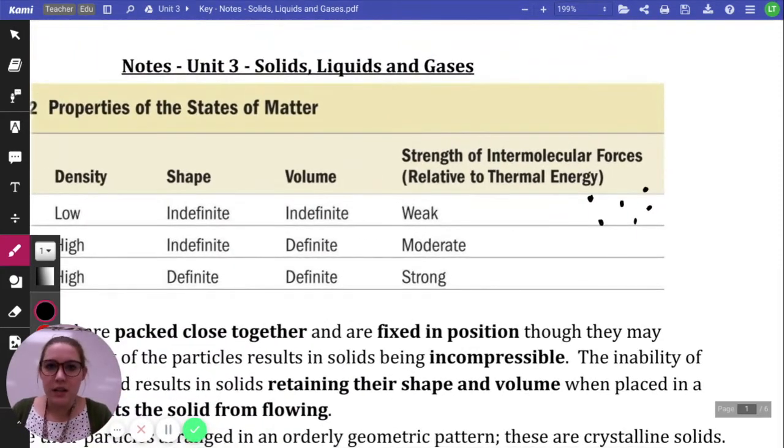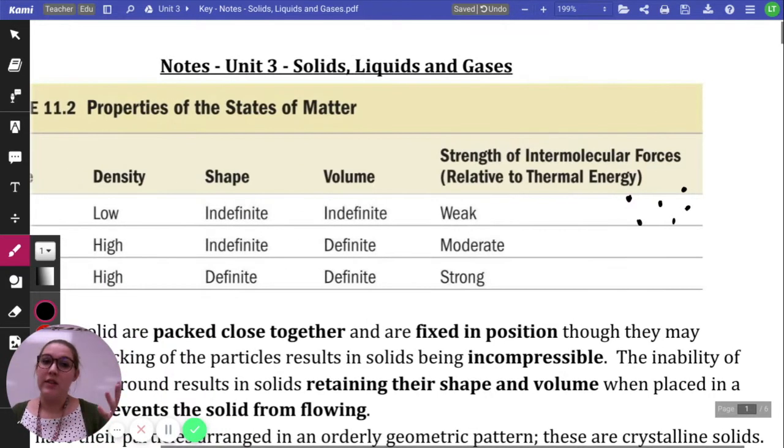So if we're talking about density, the density of gases is low. And density is a measure of how tightly packed particles are. So it makes sense that the density of gases is going to be really low because those particles are spread so far apart. And they have an indefinite shape. So gases are going to expand to fill the shape of their container. And they also have an indefinite volume because, just like I said, gases will expand to fill the shape of their container. So they're going to take the shape and also the volume of their container.